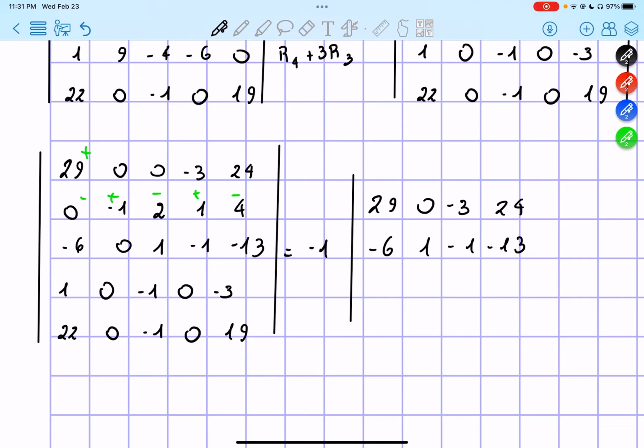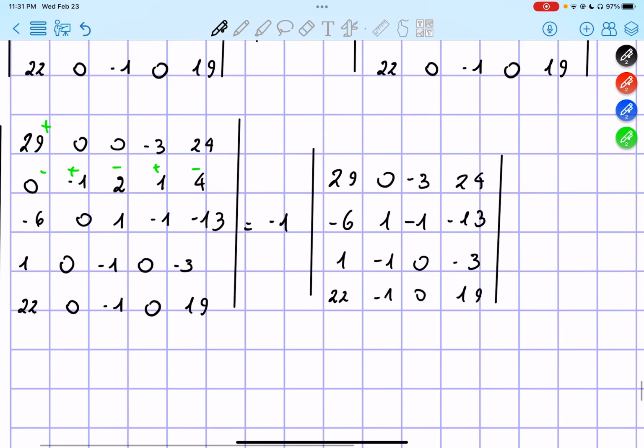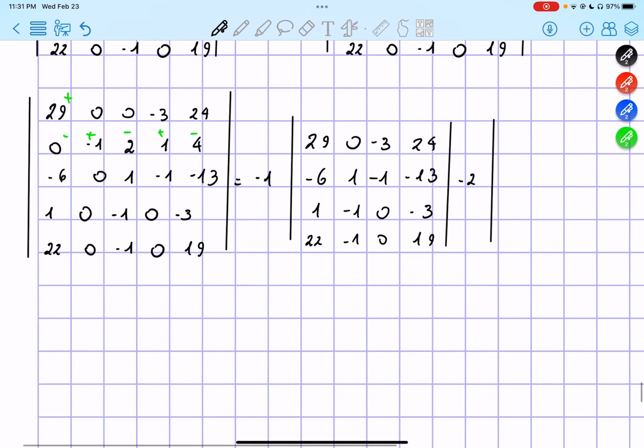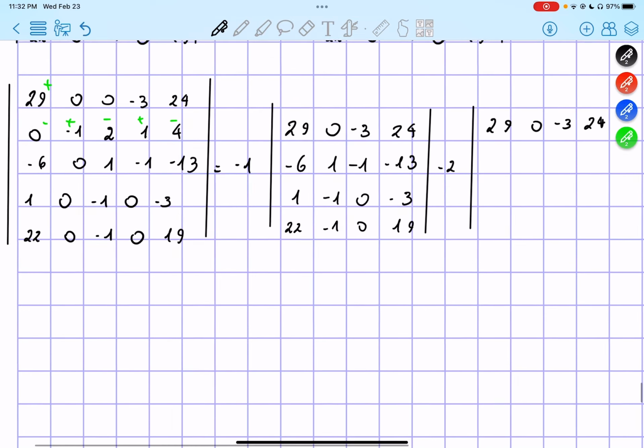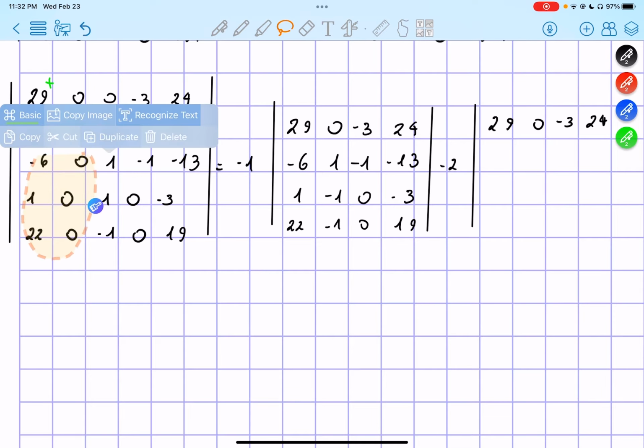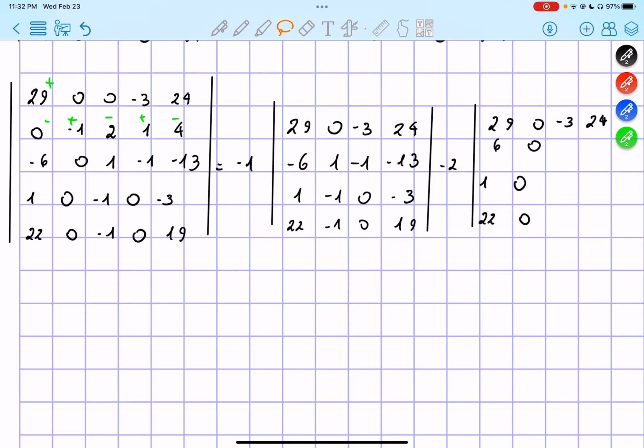Okay, I'll just write it better. So, and then 1 actually. No, yeah, let's do this. 1, negative 1, 0, negative 3, 22, negative 1, 0, 19. And then I get minus 2, and then the matrix 29, 0, negative 3, 24. Then I'm actually going to copy and paste this part over here, just faster to write. And this part over here.